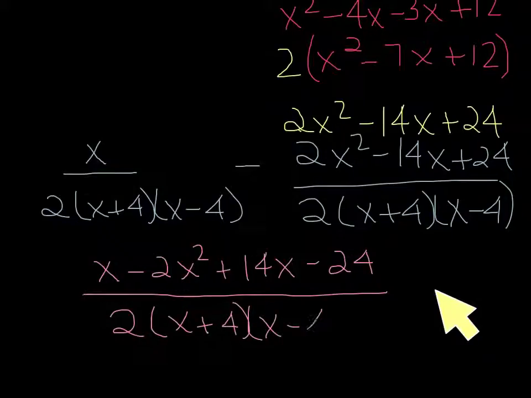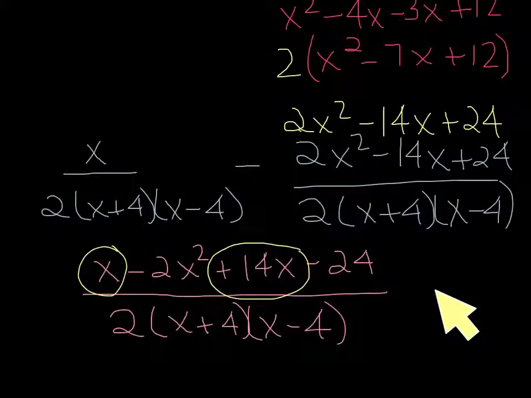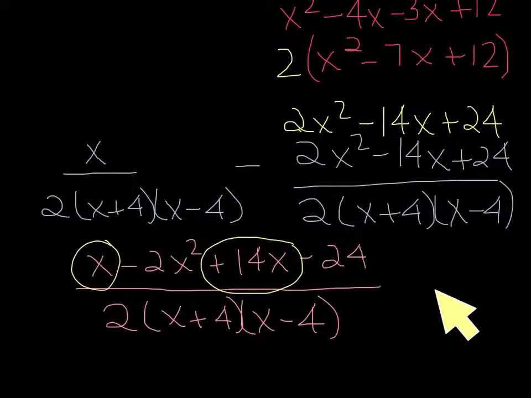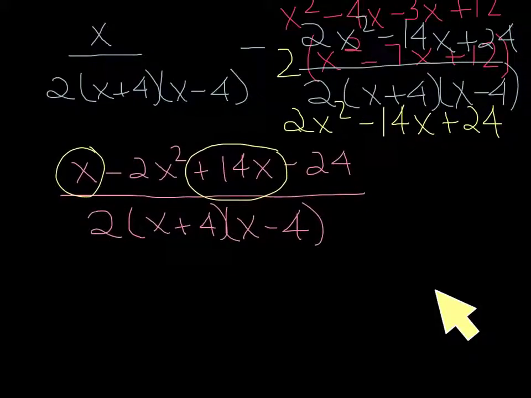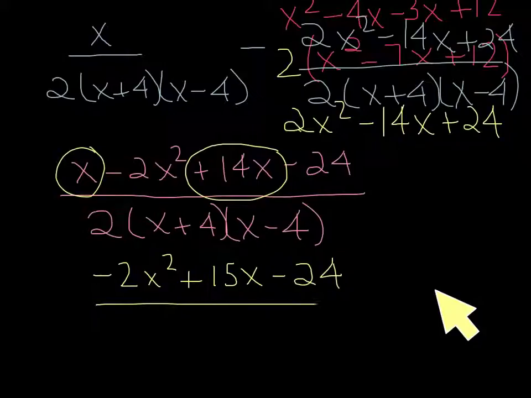This is quite the beastly problem we have here. So easy a caveman could do it, though. Alright, now we have some common factors here that we need to take care of. So we're going to have a negative 2x squared, plus 15x minus 24 all over 2 times x plus 4 times x minus 4.